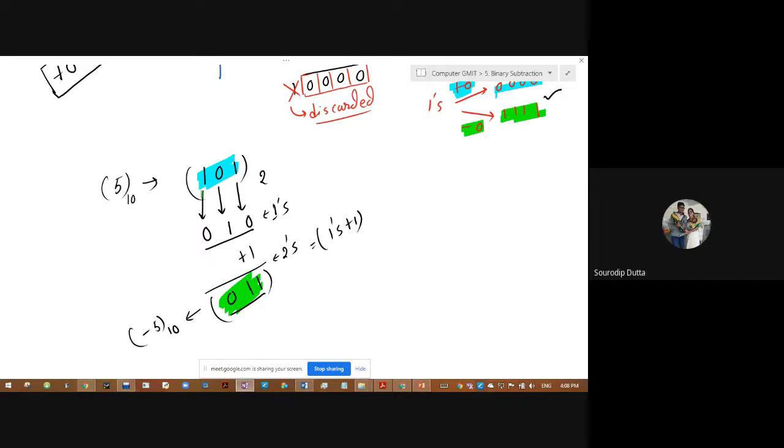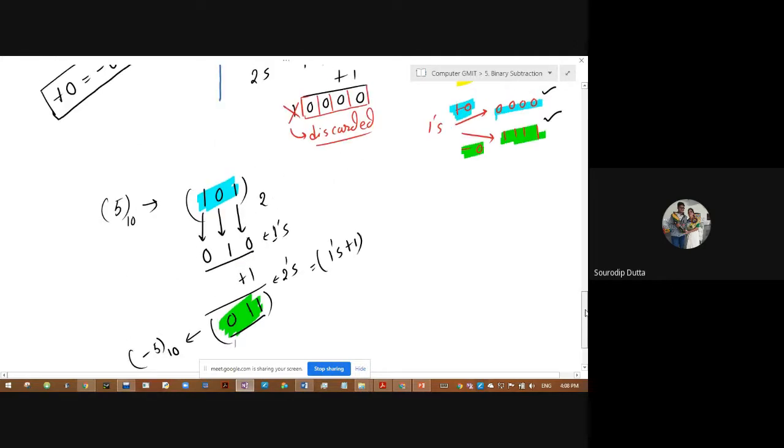Sir, that means by using two's complement, that is the negative number. The two's complement of 5 base 10 is negative 5? Yes, as the computer understands.